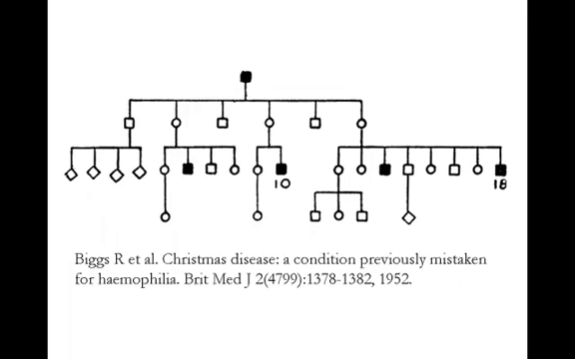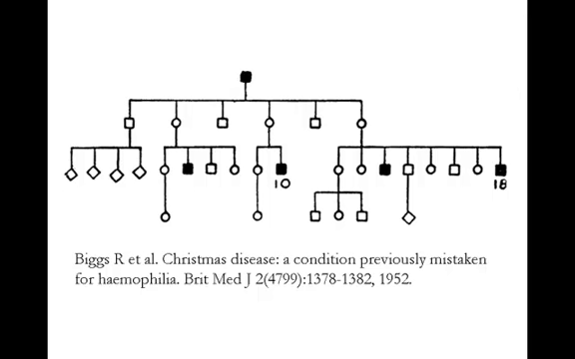Here's an example of a pedigree from a classic paper on Christmas disease, named that because it was first identified in a family with the surname Christmas, and also because the paper was published Christmas week in 1952 in the British Medical Journal. No carriers are shown not because they don't exist, but because we didn't have genetic testing in those days, so we had to guess at who the carriers are.